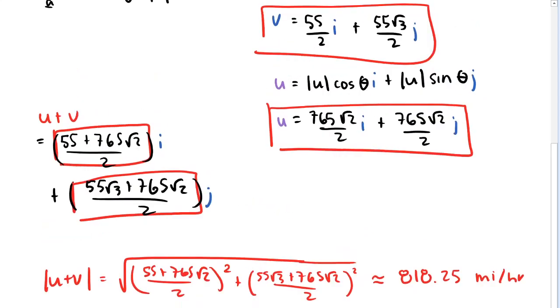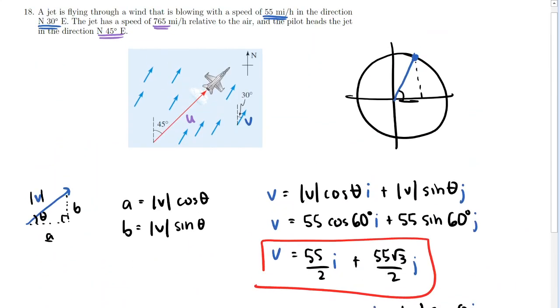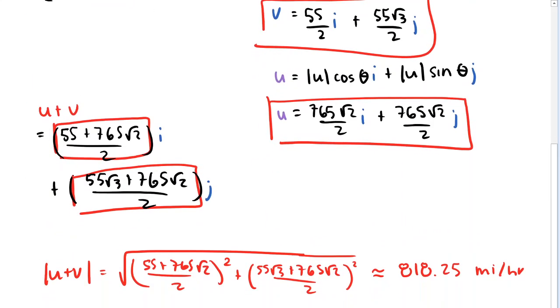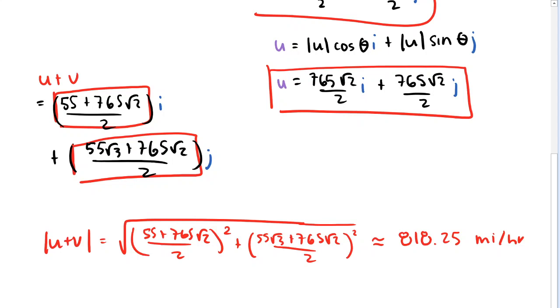And this kind of makes sense, right? The wind is blowing pretty close to the actual direction of the plane. And so a lot of the speed offered by the wind is going to push that plane, and it's going to increase by quite a few miles per hour.